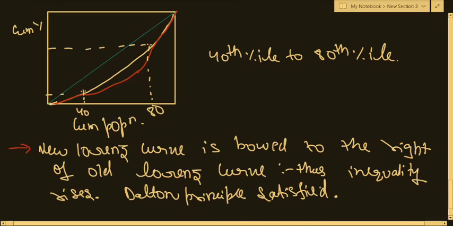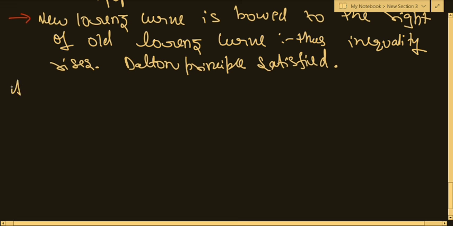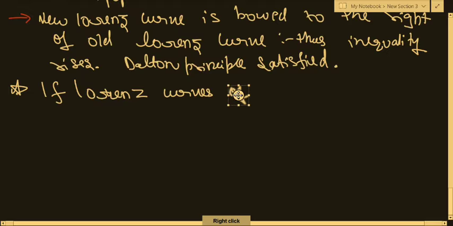Okay. Now another important thing about it: if the Lorenz curves of two income distributions cross, no comparisons can be made.